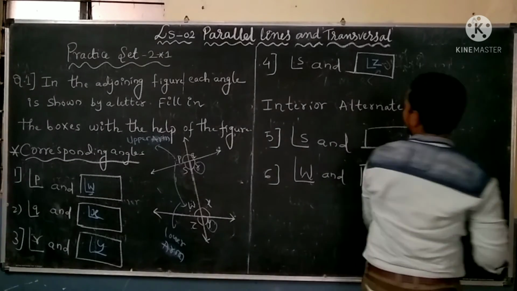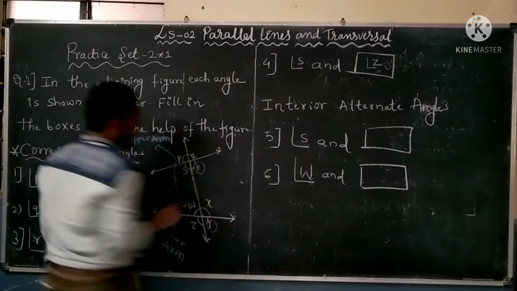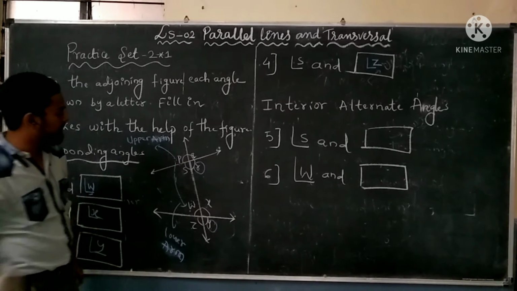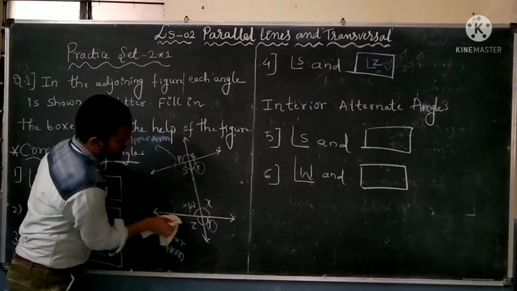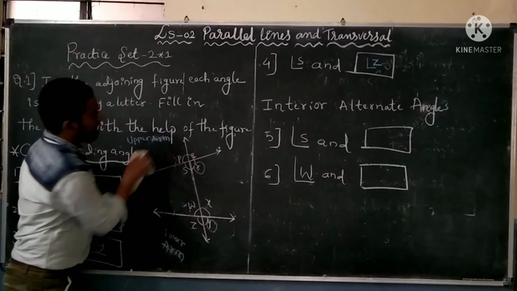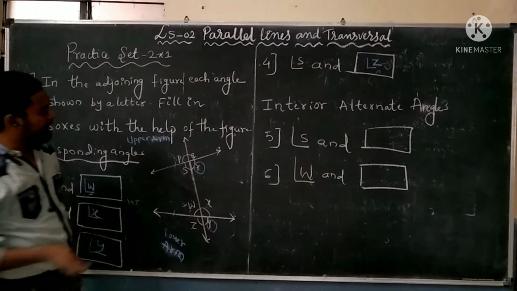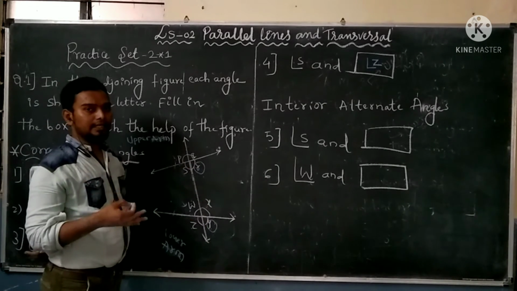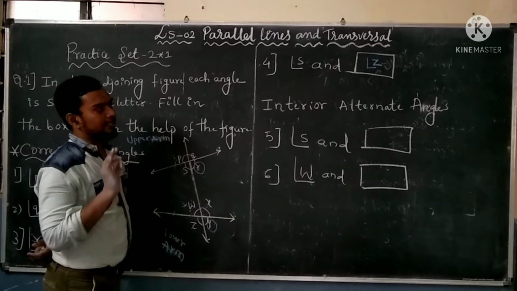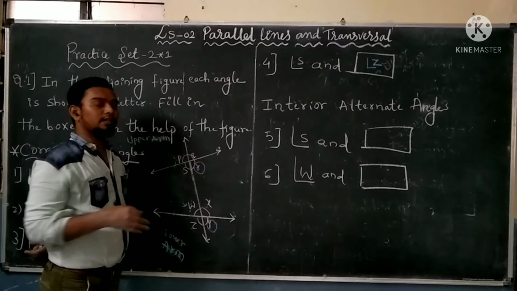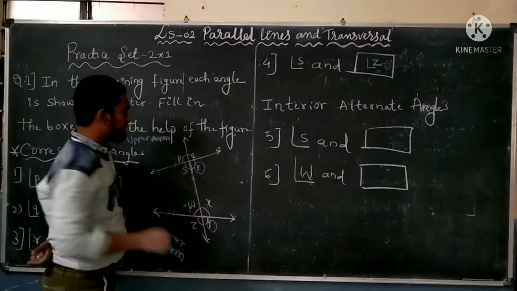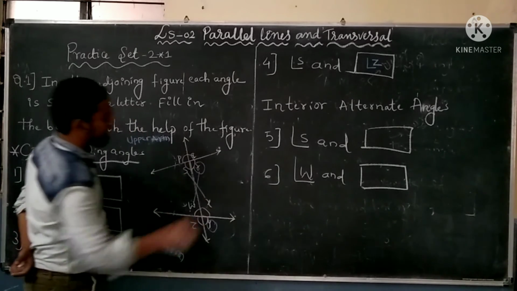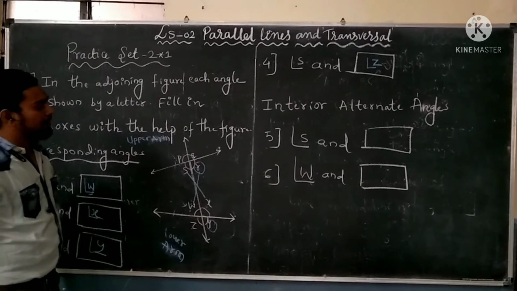Interior alternate angles. Interior here, interior angles. How many interior angles are there in this figure? S, R, W, X are interior angles. Next, interior alternate. Alternate means opposite angle. S is alternate to X and W is alternate to R.